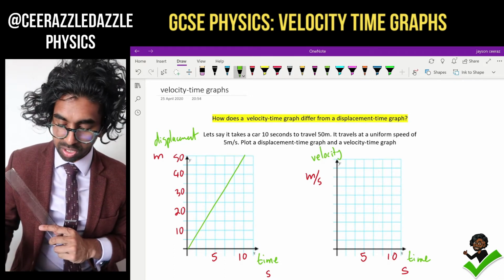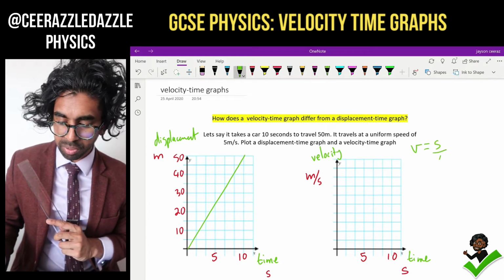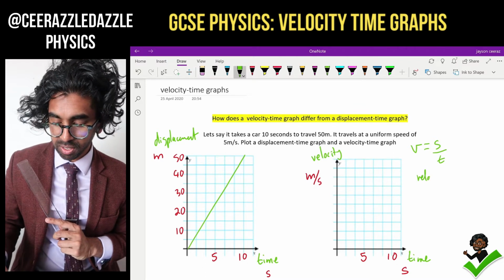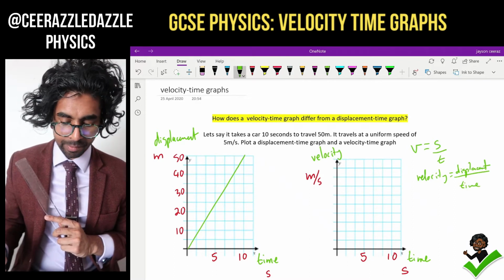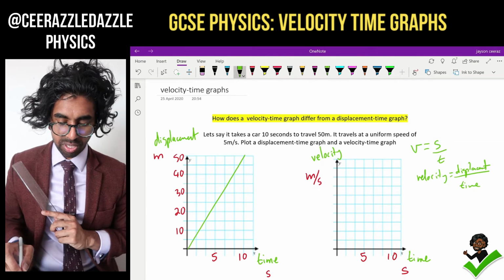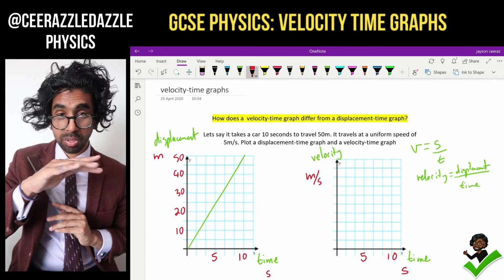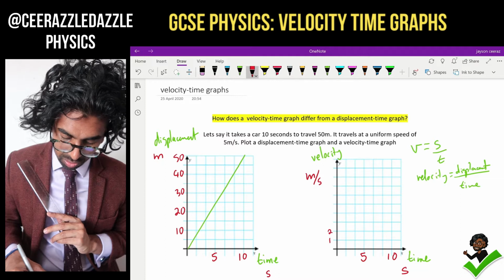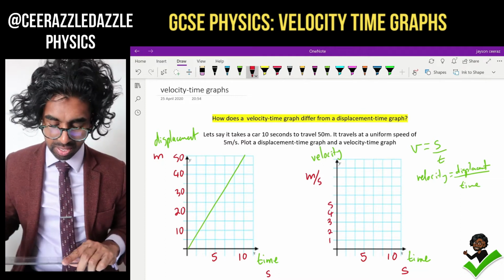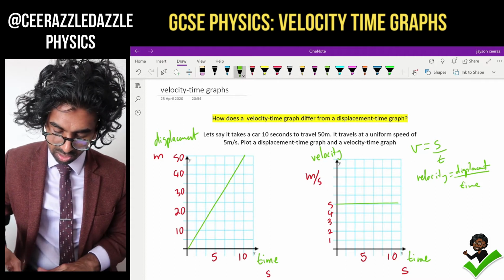Well, to work out the velocity, it's going to be displacement divided by time. Yes, velocity is equal to displacement over the time. Right, so it's moving at a uniform speed. So how would I draw that graph? Because the velocity is not changing, it would just be a horizontal line. So let's go for 1, 2, 3, 4, 5. As the velocity is not changing, it will just be a horizontal line for those 10 seconds.